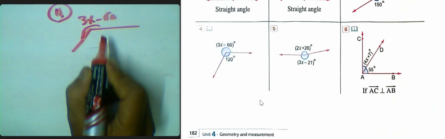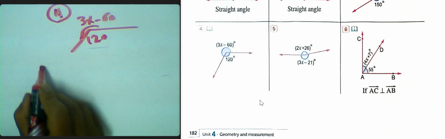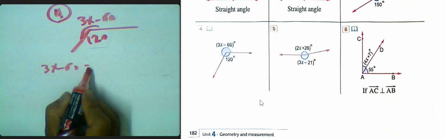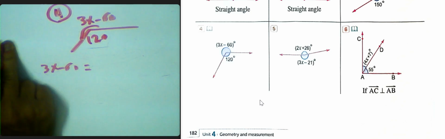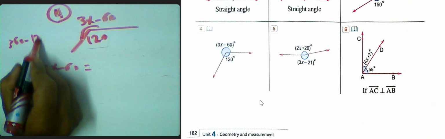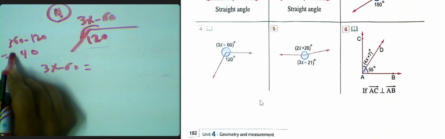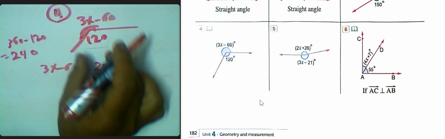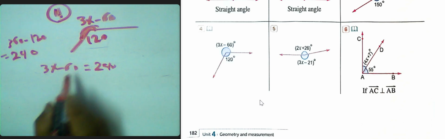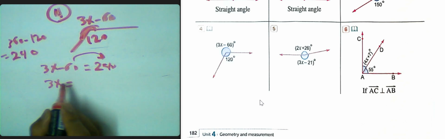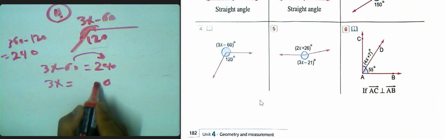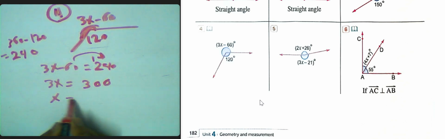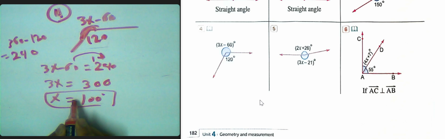We have a reflex angle. The measure of this angle is 3x minus 60, and we have here 120. We know 3x minus 60 will be the reflex of 120. We can write 360 subtract 120. The result will be 240. This angle 240 is the reflex of 120. Move negative 60, then 3x equals 240 plus 60, which equals 300, and then divided by 3, the result will be 100 degrees.